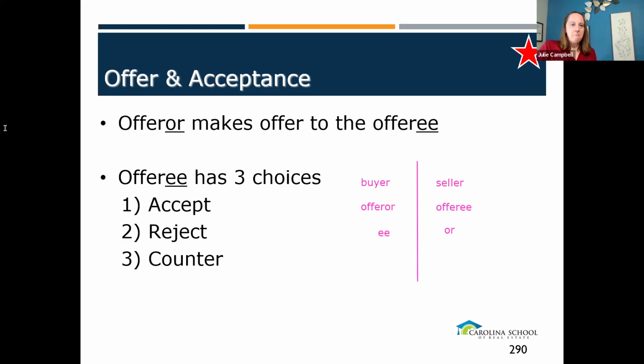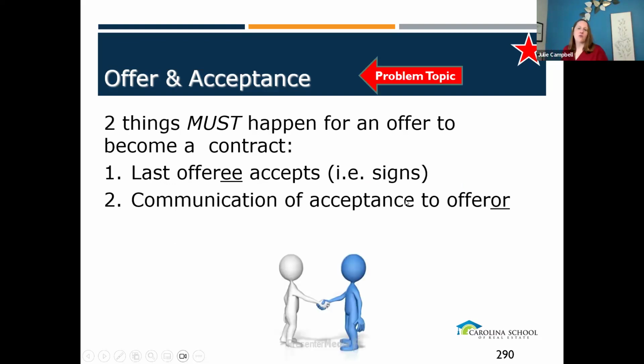So let's talk about this magic moment in time, when we go from having an offer to a contract. And in order for this to happen, I have to have two things. First off, we've already said the last offeree accepts, right? The last offeree has three choices. They accept it, reject it, or counter. So step one, we have acceptance.